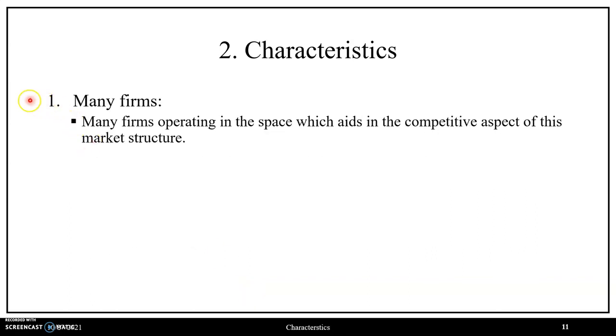Where, turning our attention to these characteristics a bit more carefully, we see starting with our first assumption or characteristic of many firms.